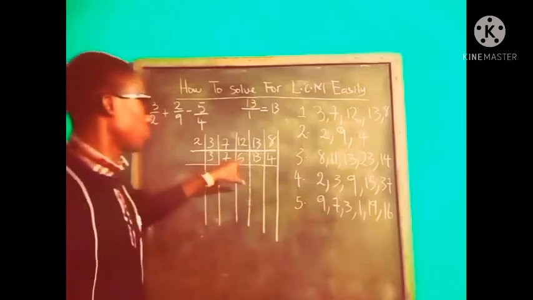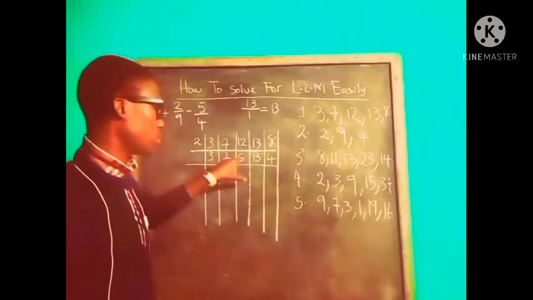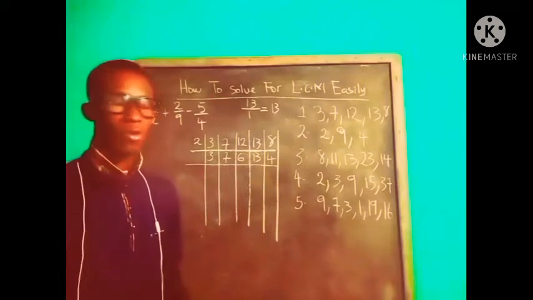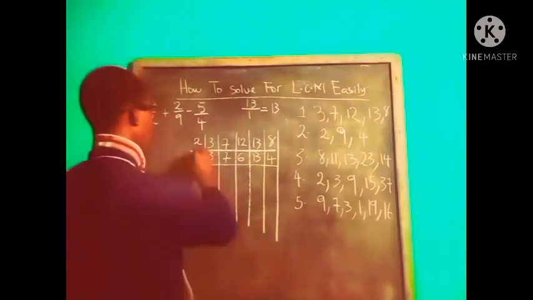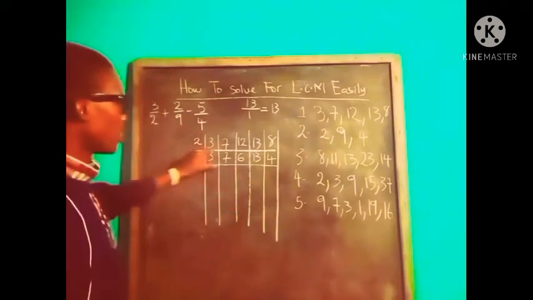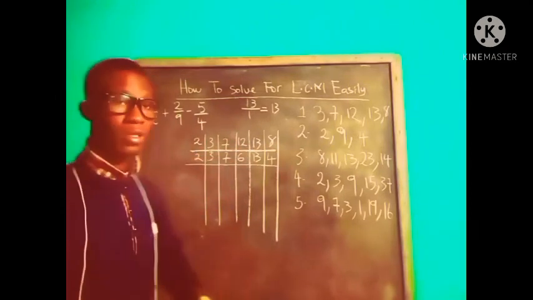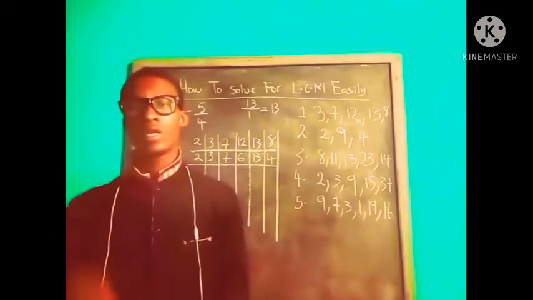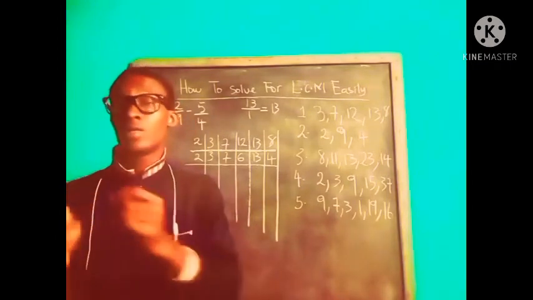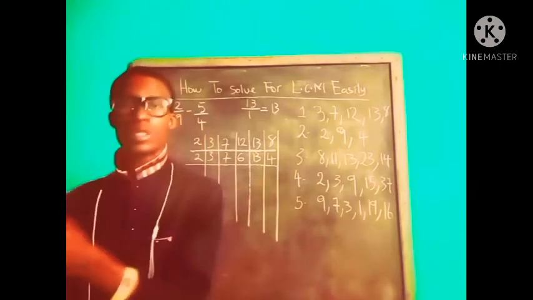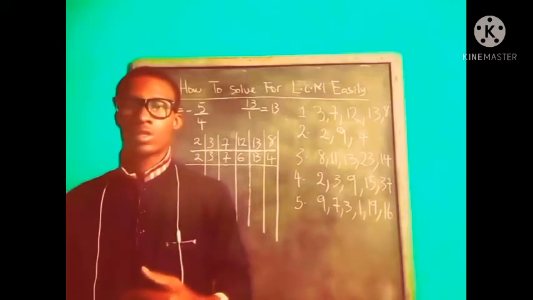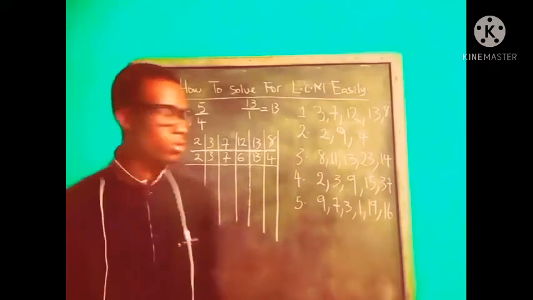The reason is that 2 can still divide 6 and give us no remainder, and we'll do the same thing for 4. So once we put the 2 over here, we are using 2 to divide all the numbers on this line, and then we'll put all our answers here. That's how it's done. You use the number in question to divide the other numbers and all your answers go down.